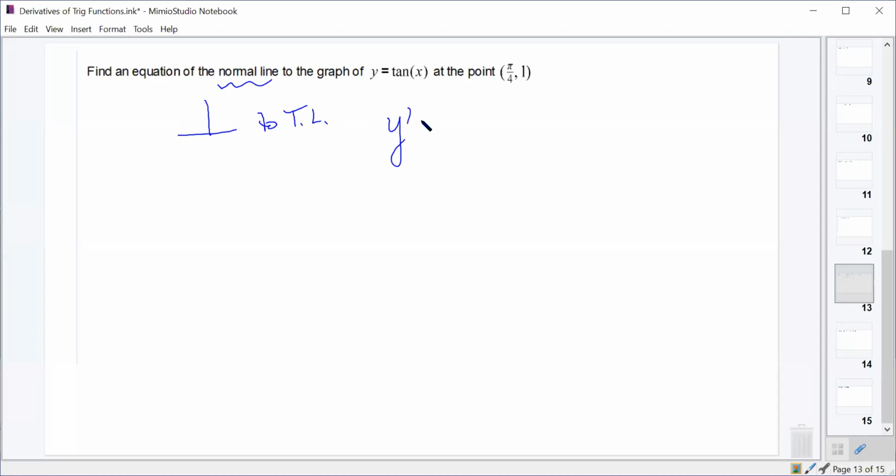So first off, what's the derivative of tangent x? Secant squared x, right? So y prime is just secant squared x. And we want to know what is y prime evaluated at pi over 4. So that'll be secant squared of pi over 4. Well, this is the part where you tell me what the secant of pi over 4 is.